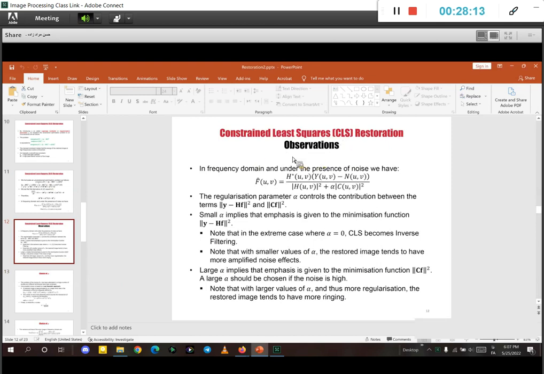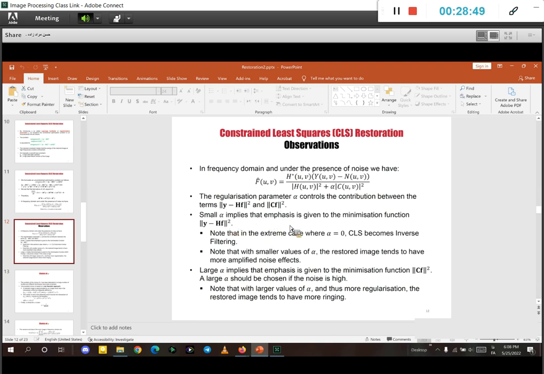Some observations for CLS, constrained least squares. In the frequency domain and under the presence of noise, we had this item: F hat was H conjugate dot (Y − N) over |H|² plus alpha |C|². For regularization, the parameter alpha controls the contribution between ||Y − HF||² and ||CF||². Some balancing between these.